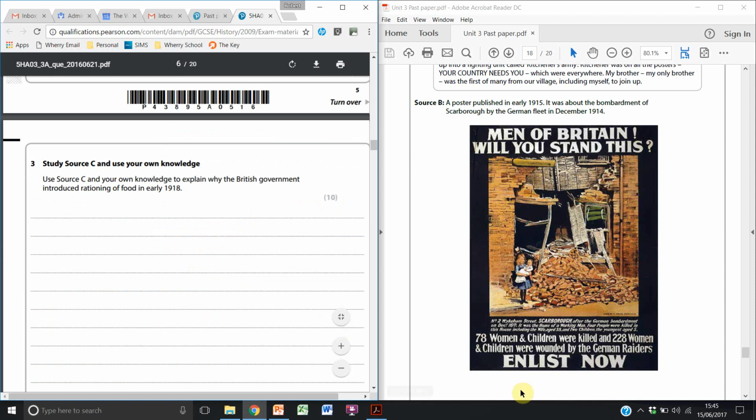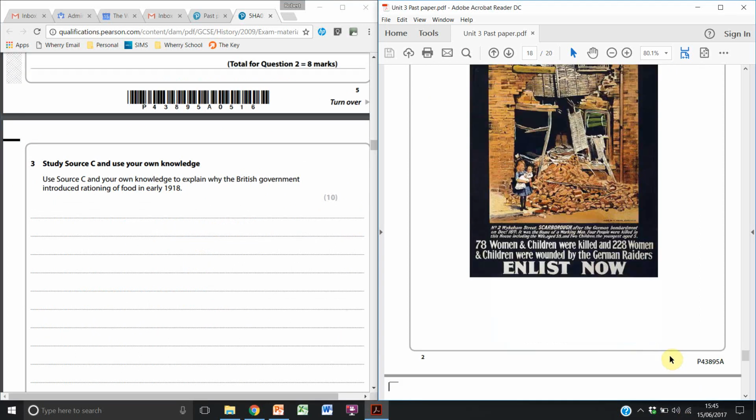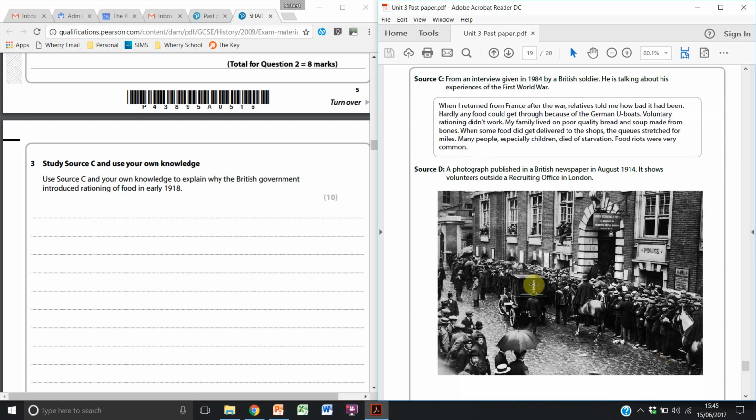Okay, next question, question 3. You're back to using a written source, source C. And again, question 3 is asking you to use the source and your own knowledge. And again, if you want to get the highest marks, if you want to be getting close to 10 out of 10, you must include your own knowledge in your answer. It says, use source C and your own knowledge to explain why, and then in this example, we've got to explain why the British government introduced rationing of food in early 1918.